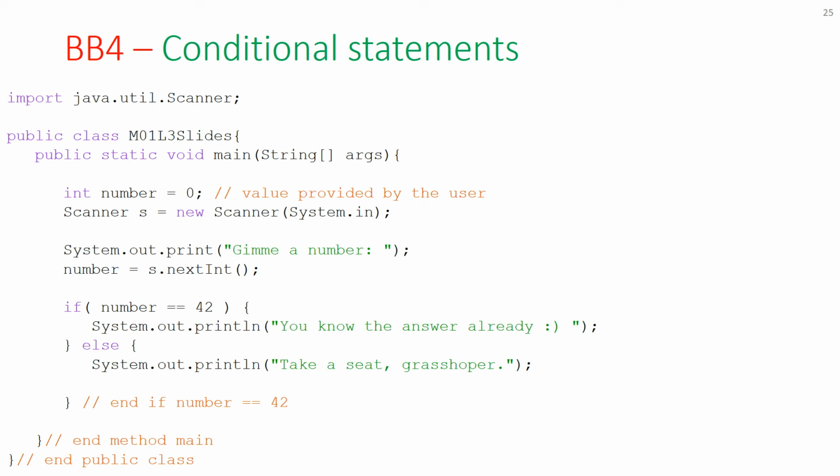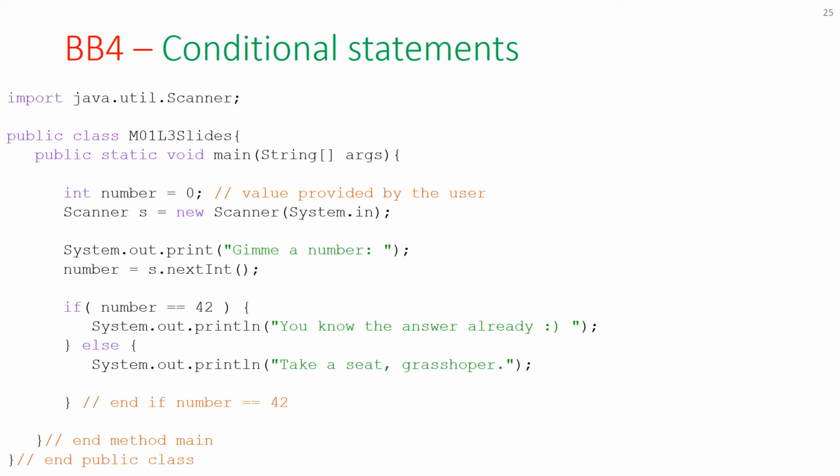If number equal, so double equal sign here. Please pay attention because at least I would say half of you are going to mess that up at some point. 1 equal sign means assign a value. 2 equals signs mean compare. Compare this to that, and if this is equal to that, then this expression is true. So it's a Boolean expression, a comparison expression, okay? If the number variable contains a value 42, then here's a block of code. That block of code is to be executed only if that expression is evaluated to true. What do we do? System.out.println, you know the answer already.